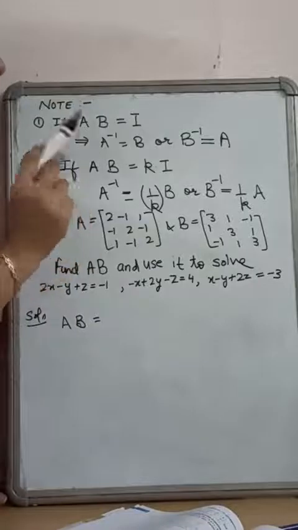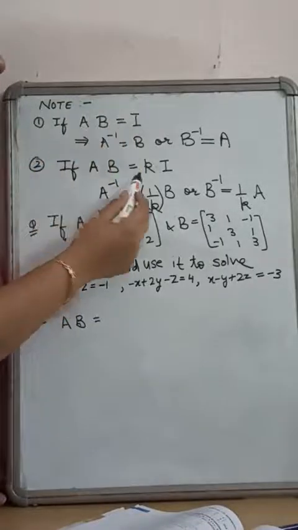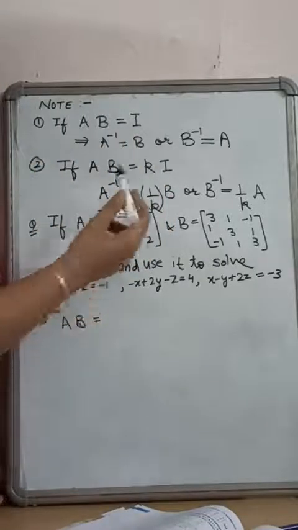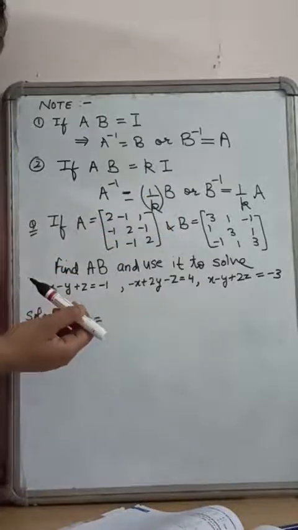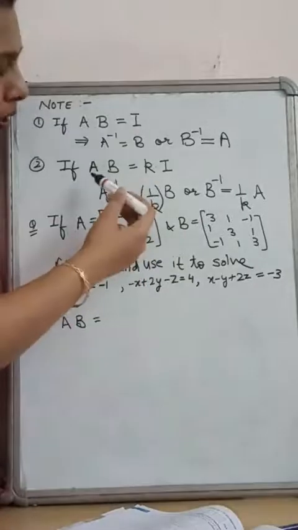In the same manner, it is not necessary it is always identity. It can be a multiple of identity matrix like kI. As you remember, I have discussed with you in the example, we are getting AB is equal to 4I. So you just remember this result.